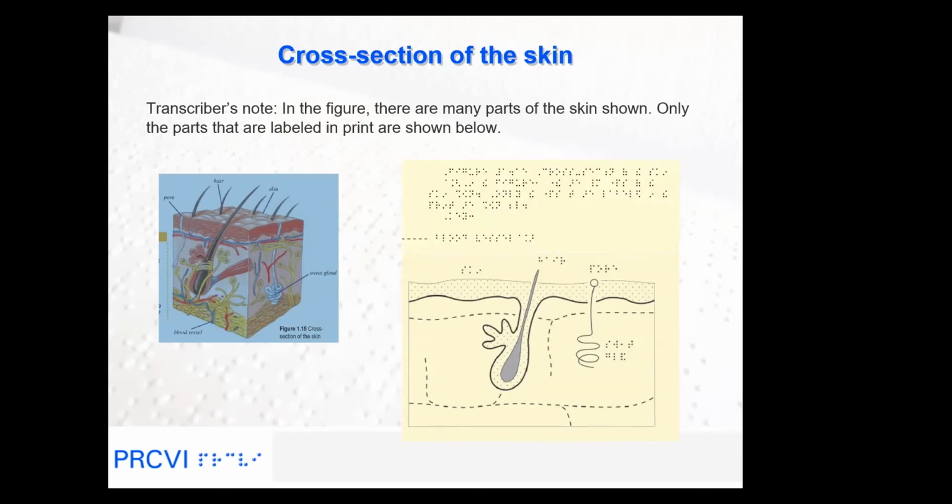You can add a transcriber note, such as: in the figure, there are many parts of the skin shown. Only the parts that are labeled in print are shown below. And a key for blood vessel is added.